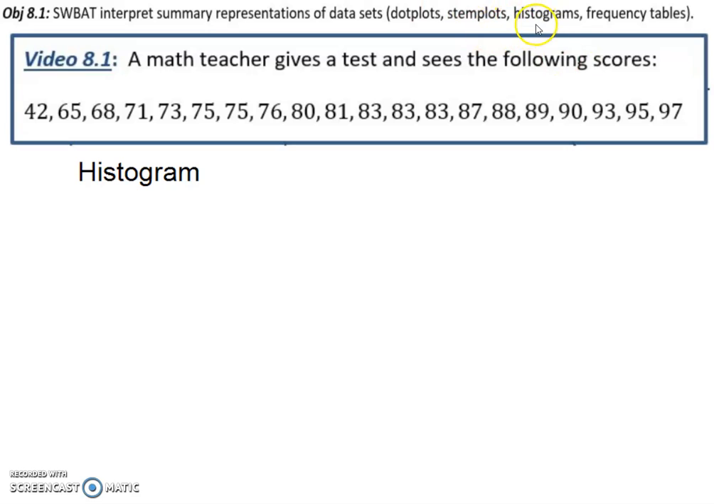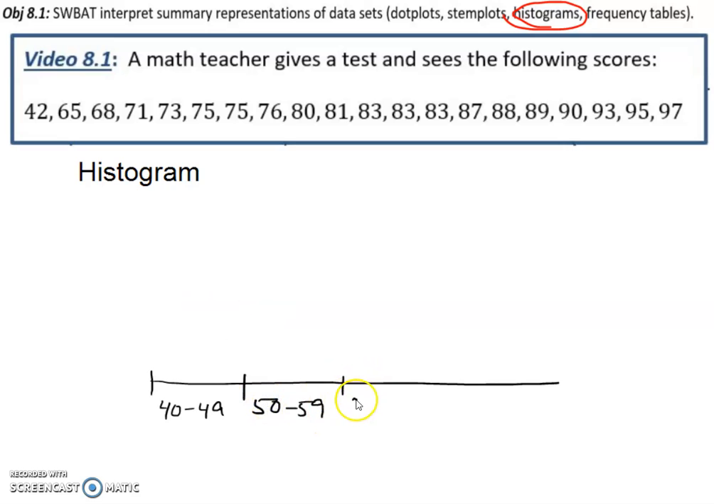Next one, histograms. Histograms are basically dot plots when we get tired of making dots. So I'm going to do a histogram based on tens here. So we're going to do it the same way. And we're going to say 40 to 49, and then 50 to 59, 60 to 69, and so on. This is going to take a moment.